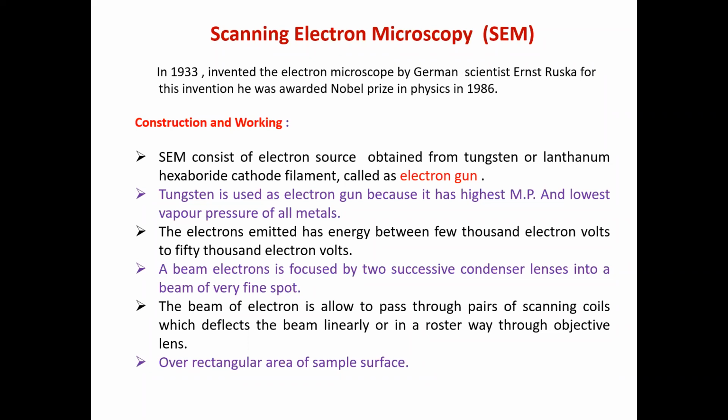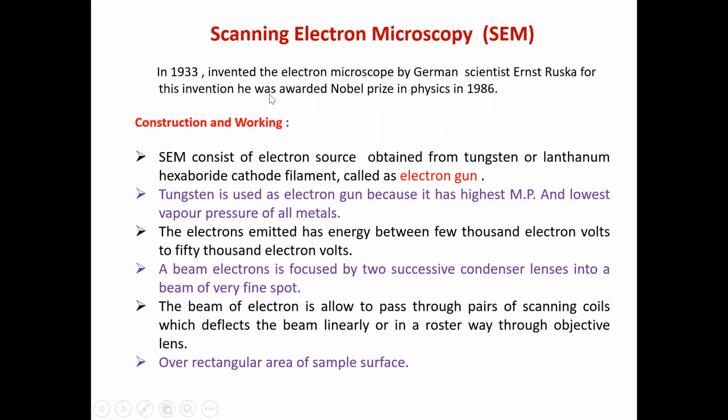This scanning electron microscopy, the short form of which is SEM. Okay. In 1933, the electron microscope was invented by the German scientist Ruska. For this invention, he was awarded the Nobel Prize in physics in 1986, right? This is one kind of instrument which provides information about the structure, morphology and different characterization parameters of your nanomaterials.